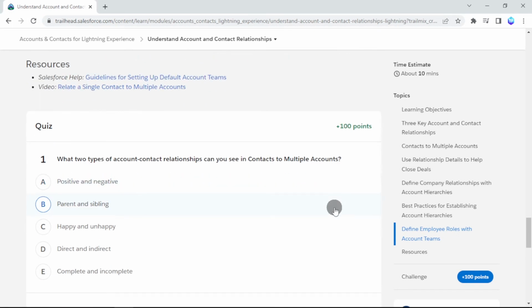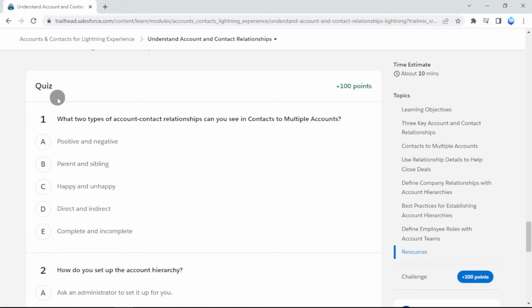Let's move on to the challenge. So here we have quizzes. The first question is, what two types of account contact relationship can you see in contacts to multiple accounts? Option A, positive and negative. Option B, parent and sibling. Option C, happy and unhappy. Option D, direct and indirect. And option E, complete and incomplete. So in contacts to multiple accounts relationship, we see direct and indirect relationships.